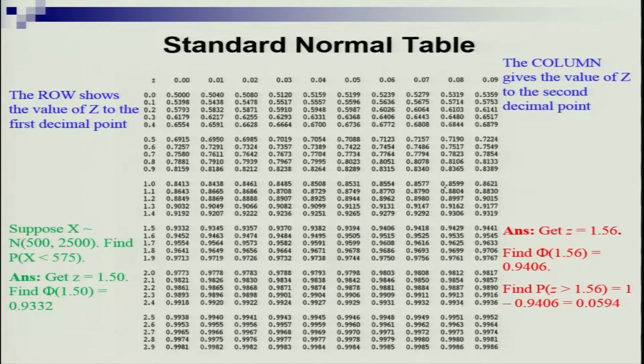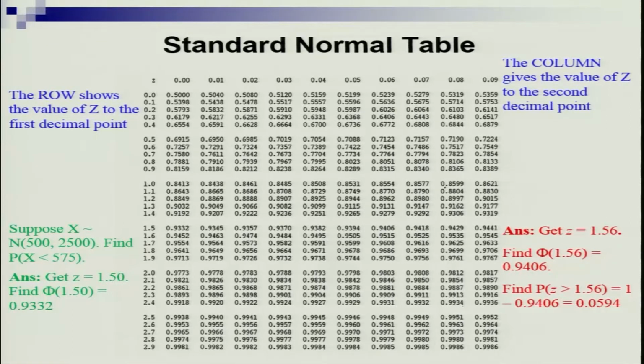So, it is in print. Here you see it is a kind of matrix design, and the rows show the value of the standard normal variable z to the first decimal point. So, you see the z values given along different rows: 0.0, 0.1, 0.2, 0.3, etc. And in this matrix setup, the column gives the value of z to the second decimal point. So, you see the headings of the columns: 0.00, 0.01, 0.02.